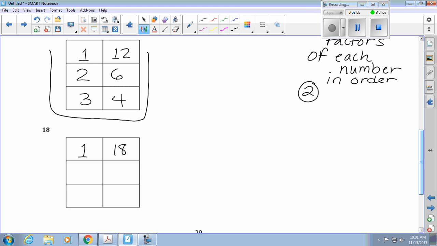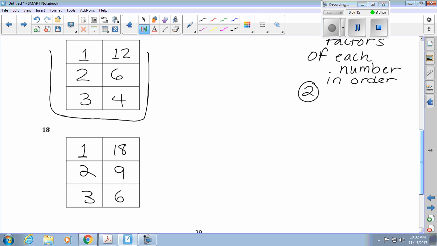So what would the next one be, Madison? 2 times 9. Very good. So 2 times 9. And we said the other one. What was the other one, everybody? 3 times 6. Very good. All right. So we're going to check. Does 4 go into it?